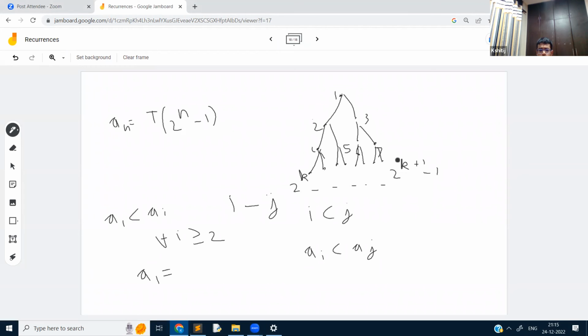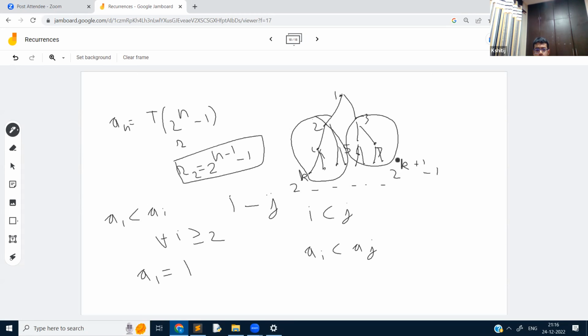So now, since it's the minimum element, A1 equals 1. And now we have 2 subtrees left. If you see, the subtrees of nodes 2 and 3 will have all the other vertices, right? And each of them will have size equal to this S2, which is the size of the subtree. S3 is also equal to this, since it's a perfect tree, so it's completely symmetric also.